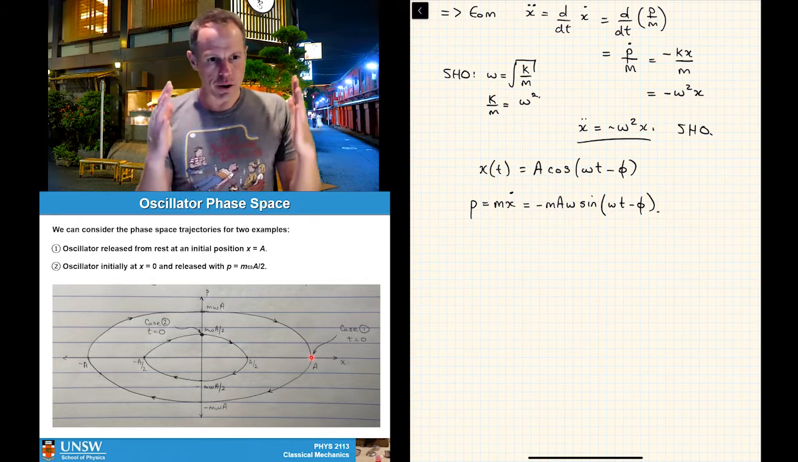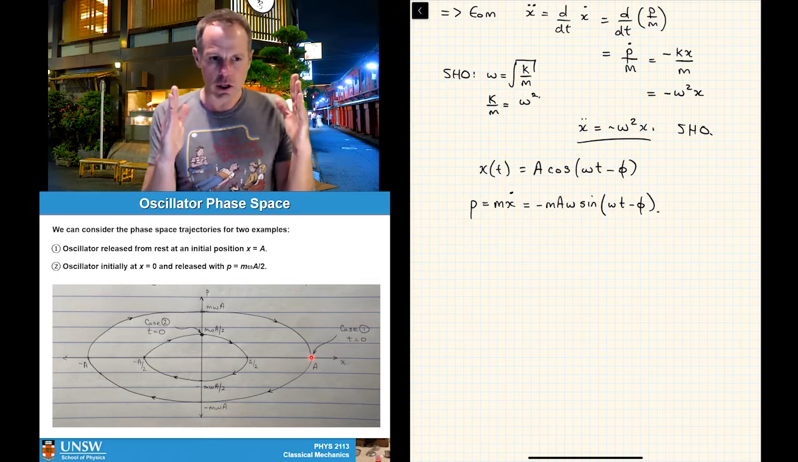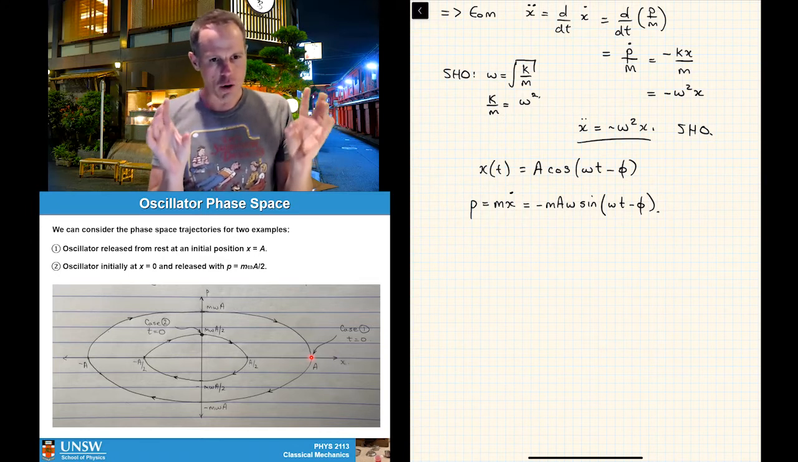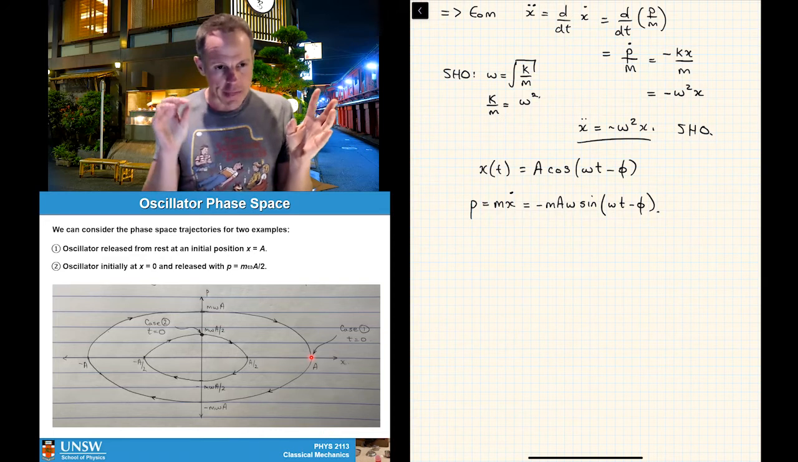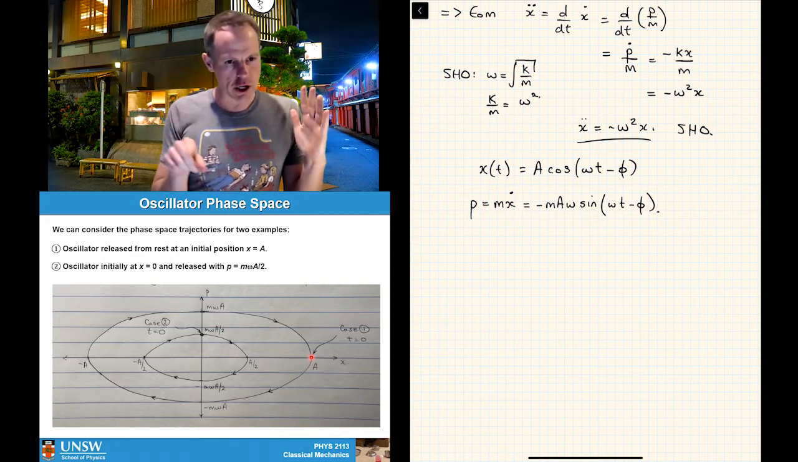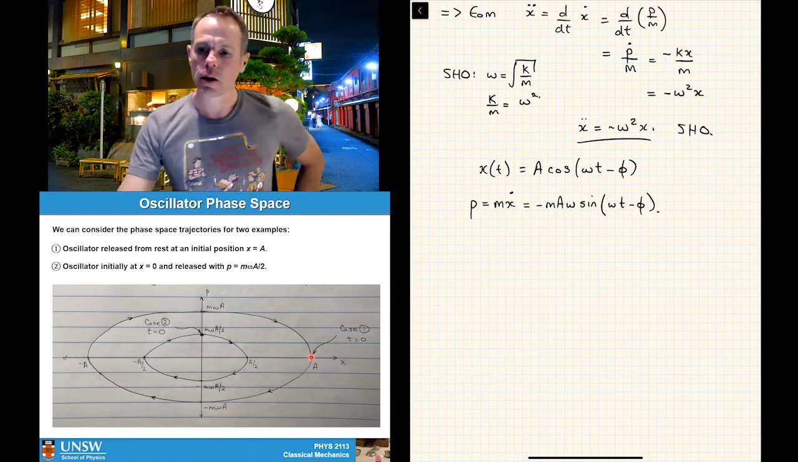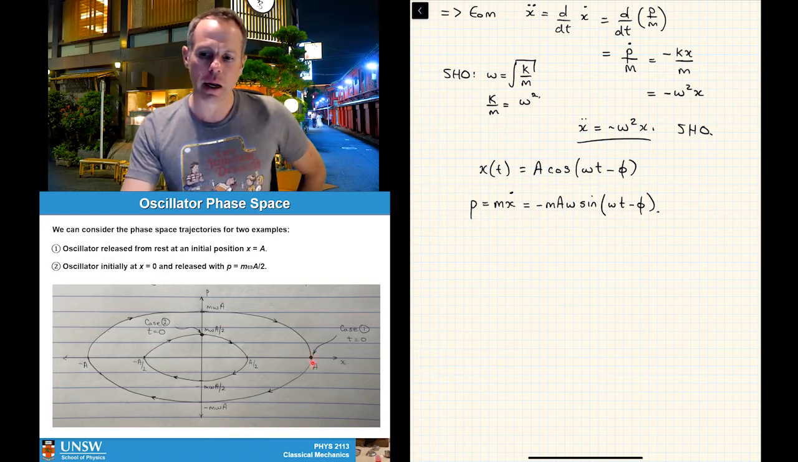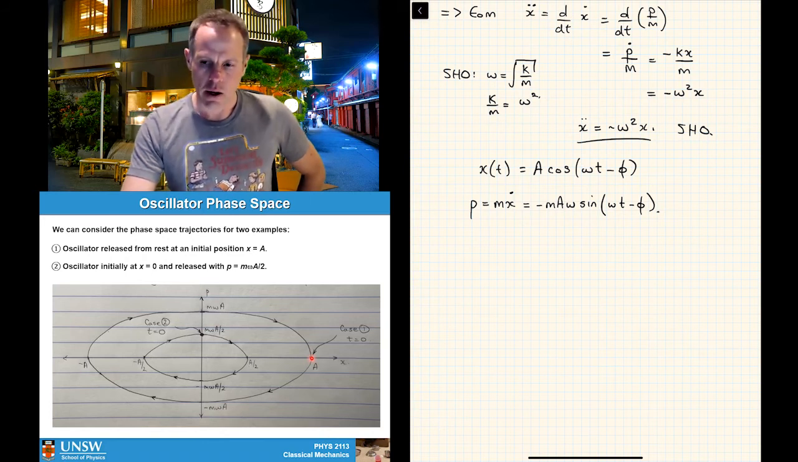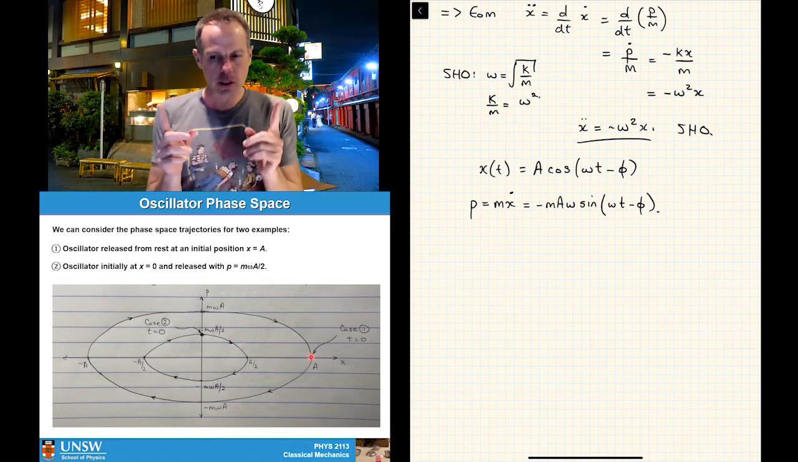What happens with phase spaces is essentially you've got the coordinates describing the motion of the particle, and they will evolve as a continuous trajectory as a function of time. So what we're plotting here is basically how the momentum and position of this particular system evolve as a function of time.